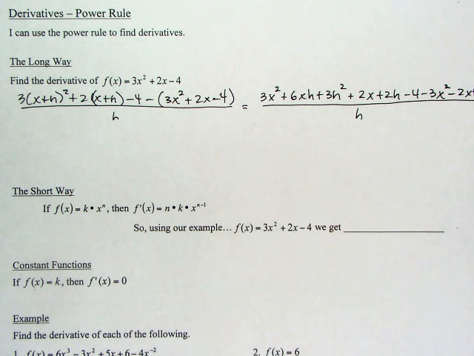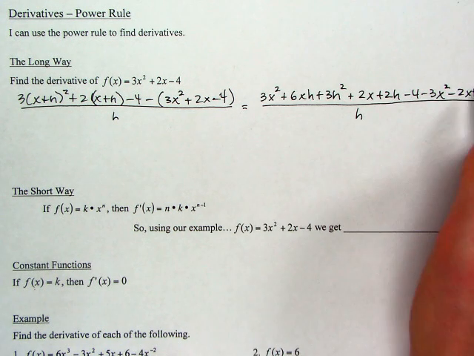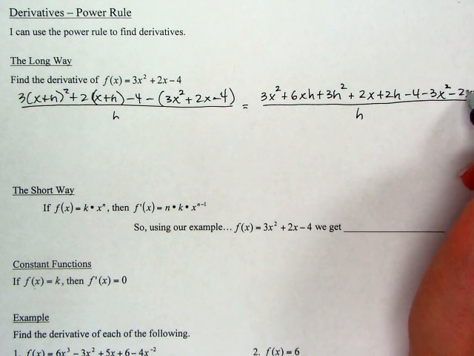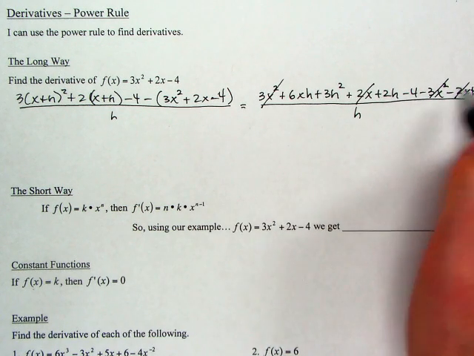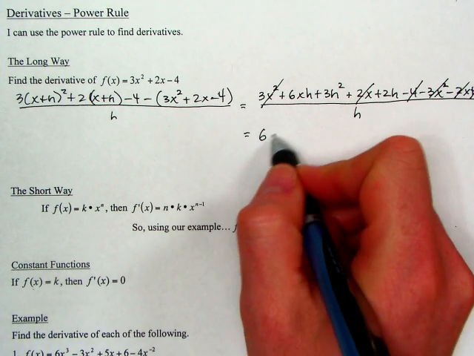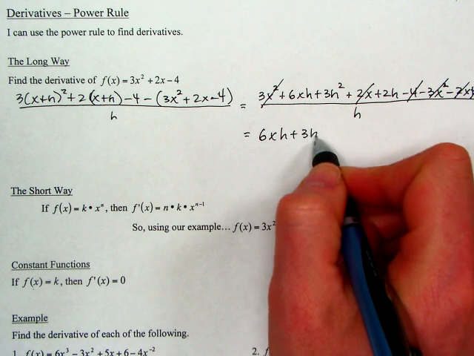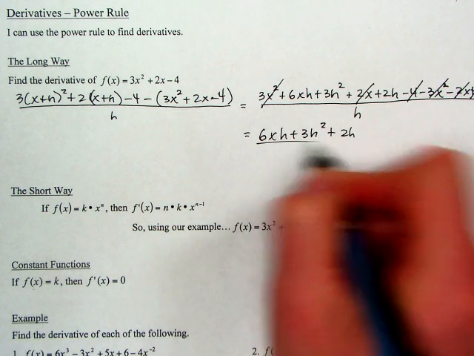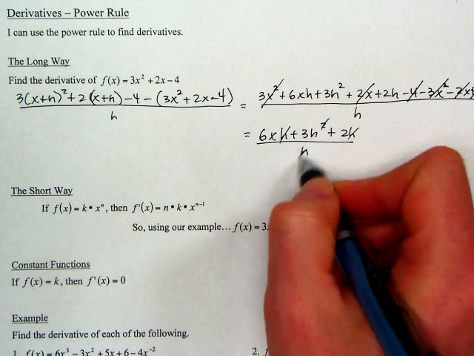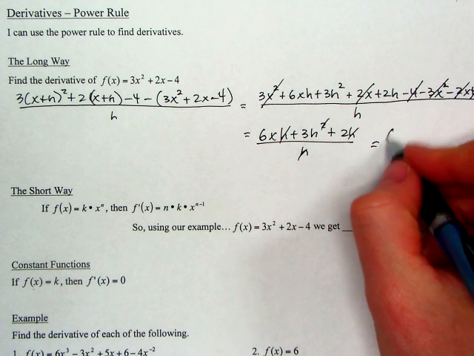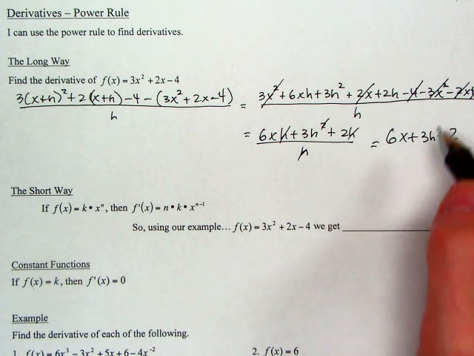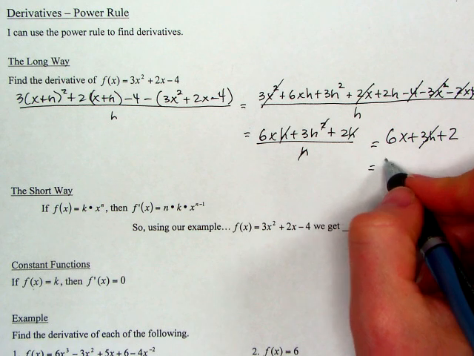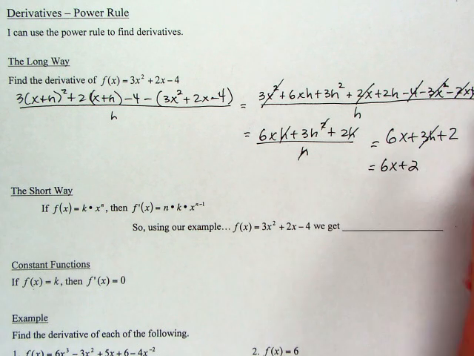Looking for things that cancel. Anything that doesn't have an h at this point should cancel. So 2x and 2x, 3x squared, and a 4 and a 4. I'm left with 6xh plus 3h squared plus 2h. Everybody loses an h, and my difference quotient is 6x plus 3h plus 2. When I asked you to find the derivative, you would just eliminate the h's, and so your derivative would be 6x plus 2.